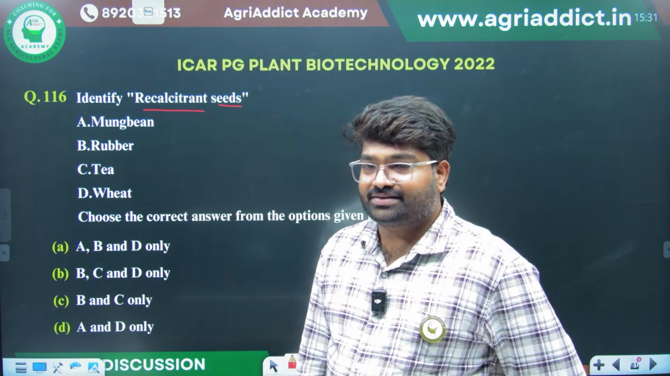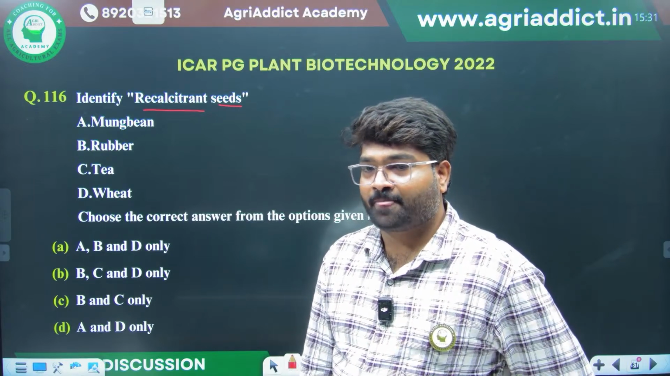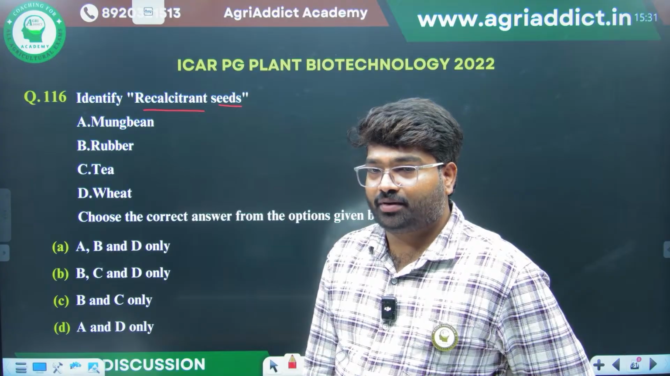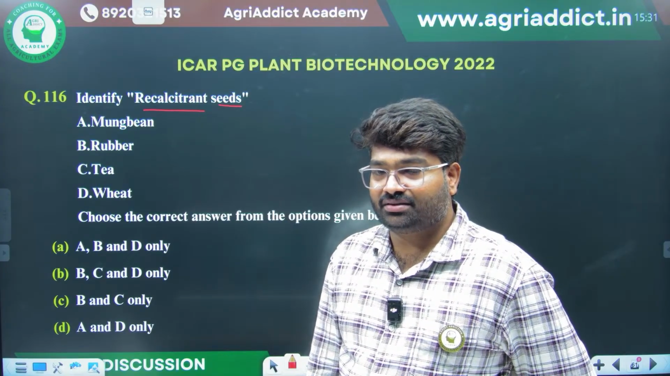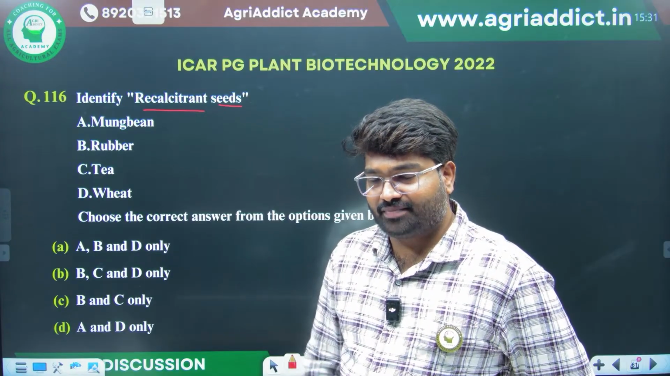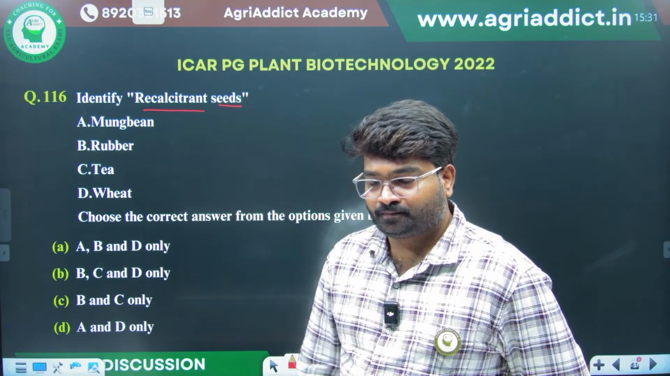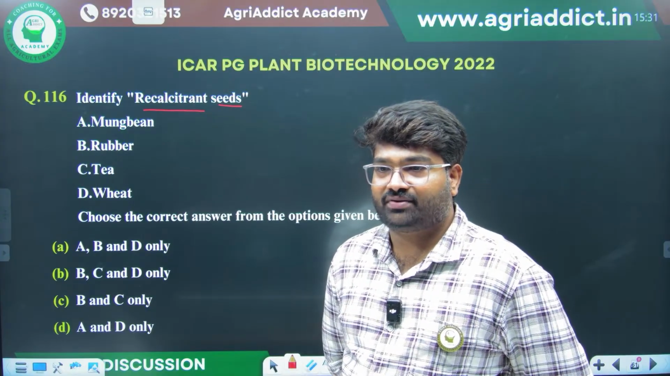Okay, recalcitrant seed and orthodox seeds. Two types of seeds are there that we have already discussed. What will be the example of recalcitrant? Recalcitrant means desiccation intolerant or tolerant? Kindly match and let me know the answer. Yes, I am waiting for your answer only. What will be the right answer for this?